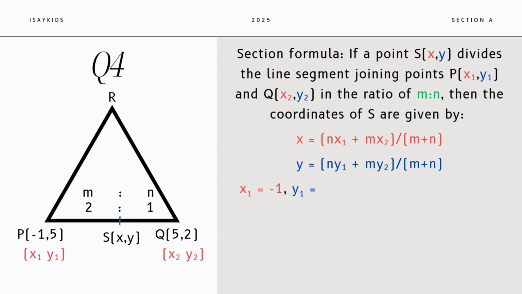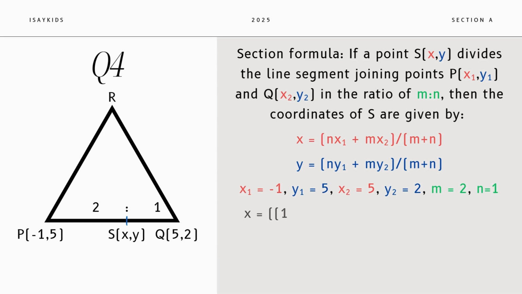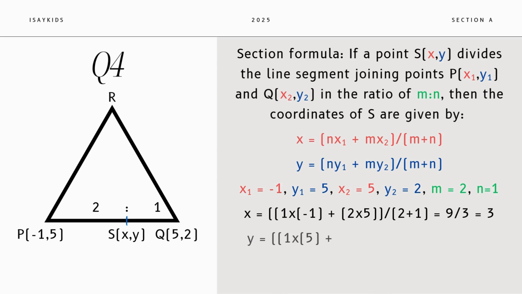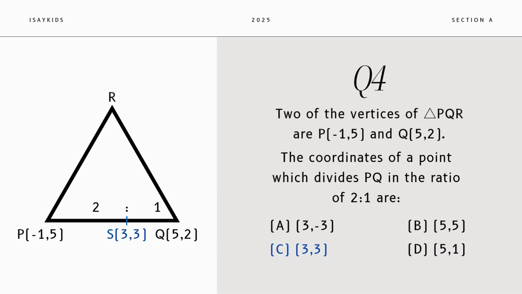Substituting the values, we have x1 equal to minus 1, y1 equal to 5, x2 equal to 5, y2 equal to 2, m is 2 and n is 1, we get x equal to 3 and y equal to 3 again. Thus the coordinates are 3, comma 3. The correct option is option C.